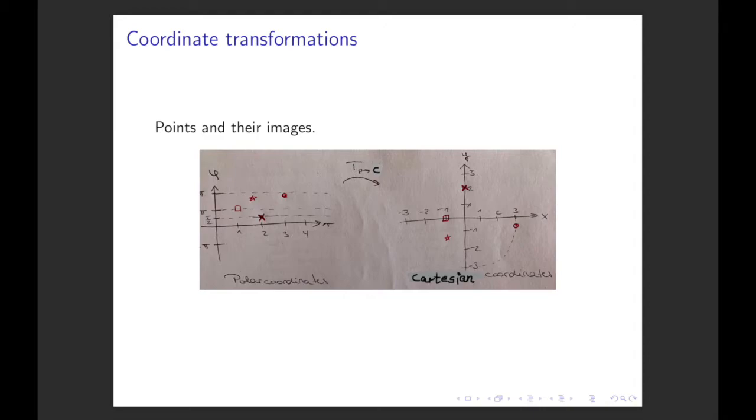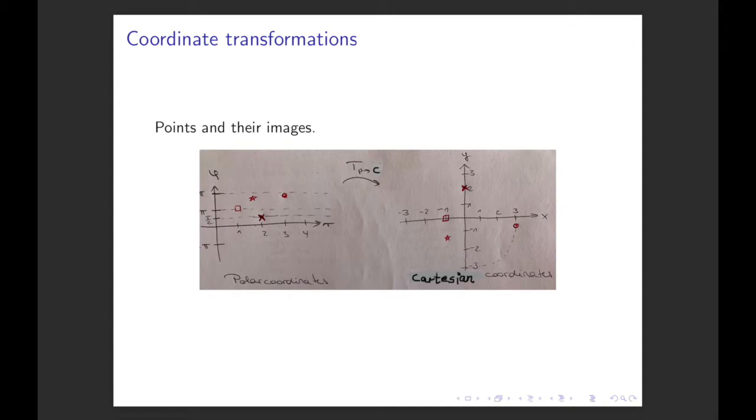So on the right in Cartesian coordinates, we have the point with coordinates 0, 2. That's indicated with a red X. And how do we get its polar coordinates? Well, the length of the vector is 2, and the angle from the x-axis to this vector is pi half, and this is what you see on the left. There we have the two axes r and phi, r for the radius and phi for the angle, and the pre-image of the red cross under the coordinate transformation from polar to Cartesian coordinates is (2, pi half) in polar coordinates.